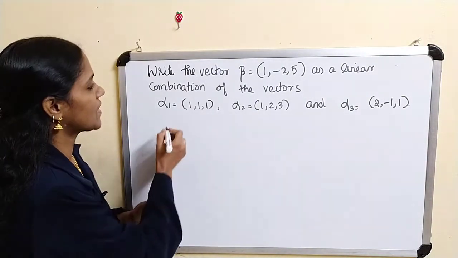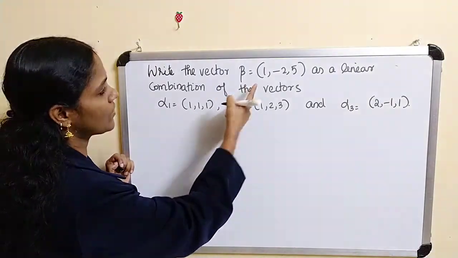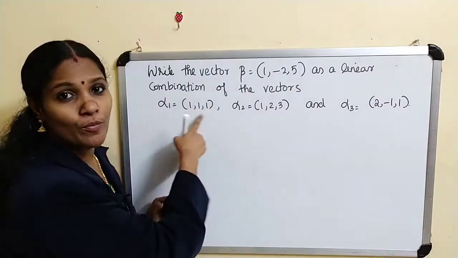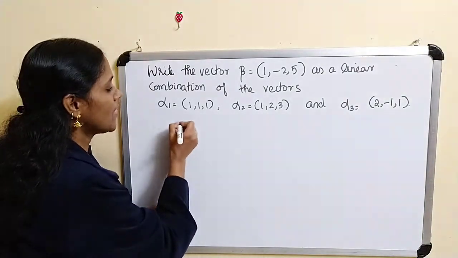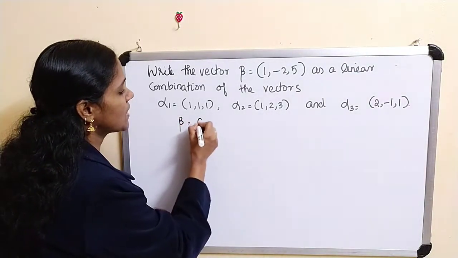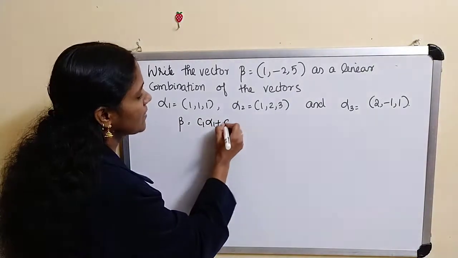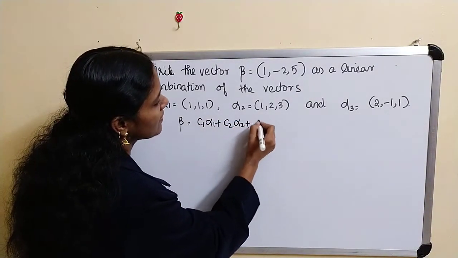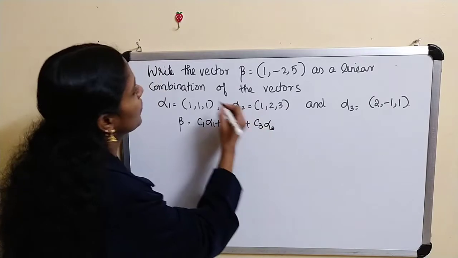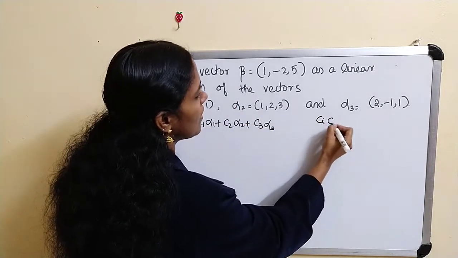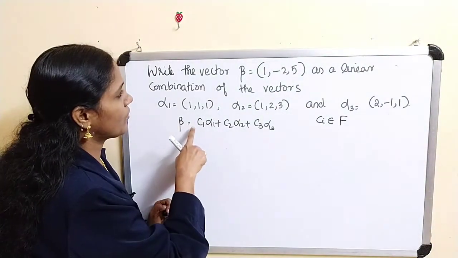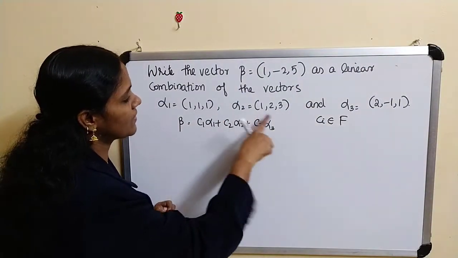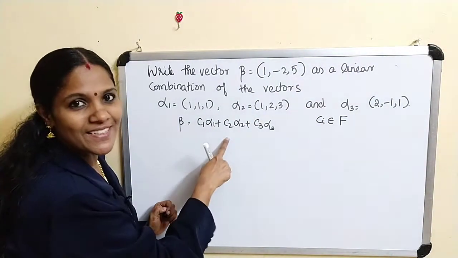Suppose beta is a linear combination of alpha 1, alpha 2, alpha 3. This implies beta is equal to C1 alpha 1 plus C2 alpha 2 plus C3 alpha 3, where Ci belongs to our field F. So, if beta is a linear combination of these vectors, then you can write it like this.